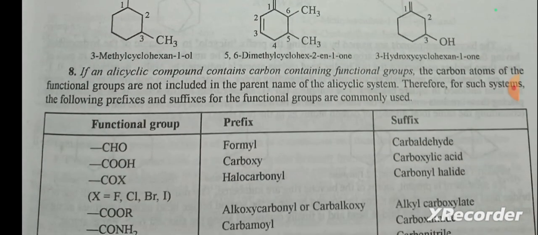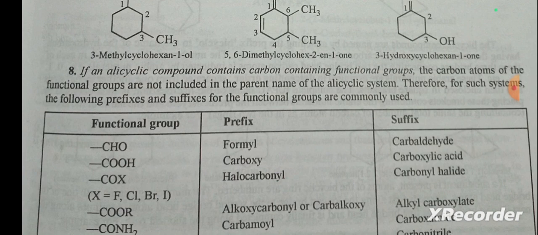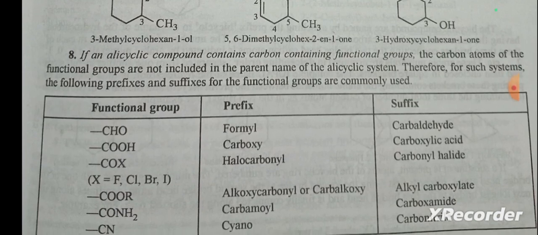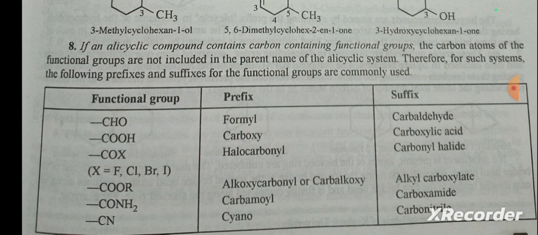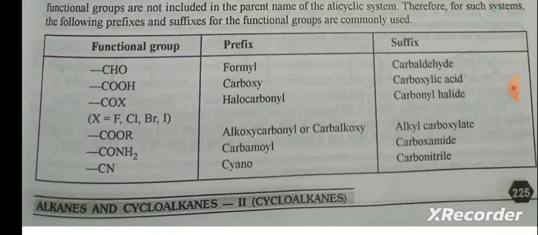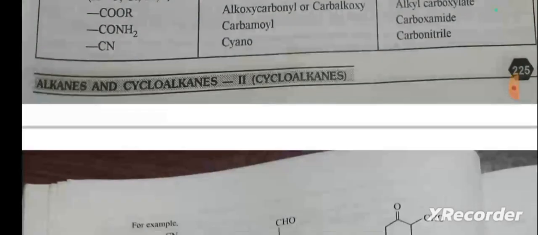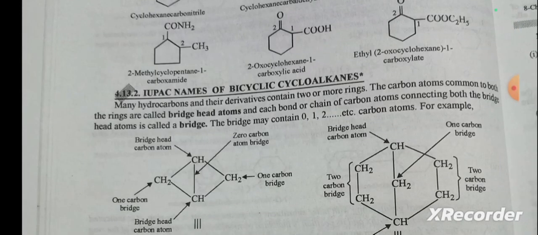Eighth, if an alicyclic compound contains a carbon-containing functional group, the carbon atom of the functional group is not indicated in the parent name of the alicyclic system. Therefore, the following prefixes and suffixes for the functional groups are commonly used: CHO for carbaldehyde, COOH for carboxylic acid, COX for carbonyl halide, etc.